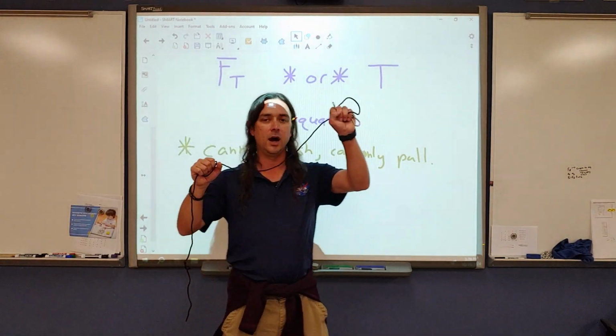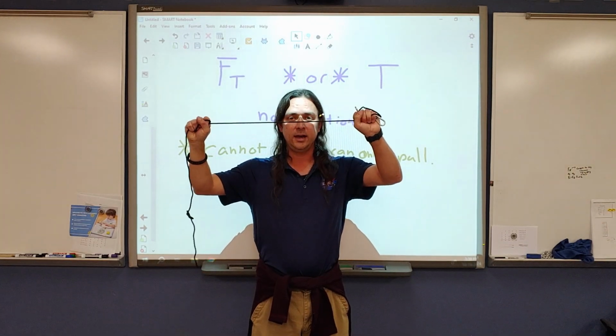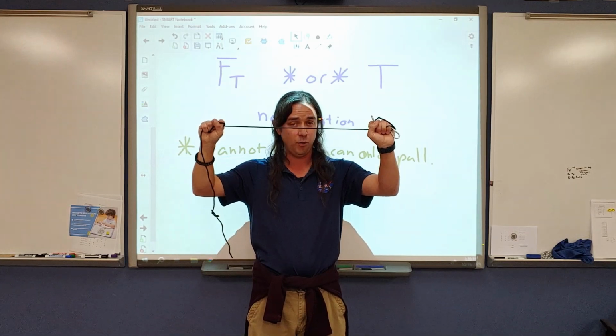So for instance, let's say I got object A and object B and I attach them with a string. Object A can pull on object B, applying a force through the string, a force of tension.